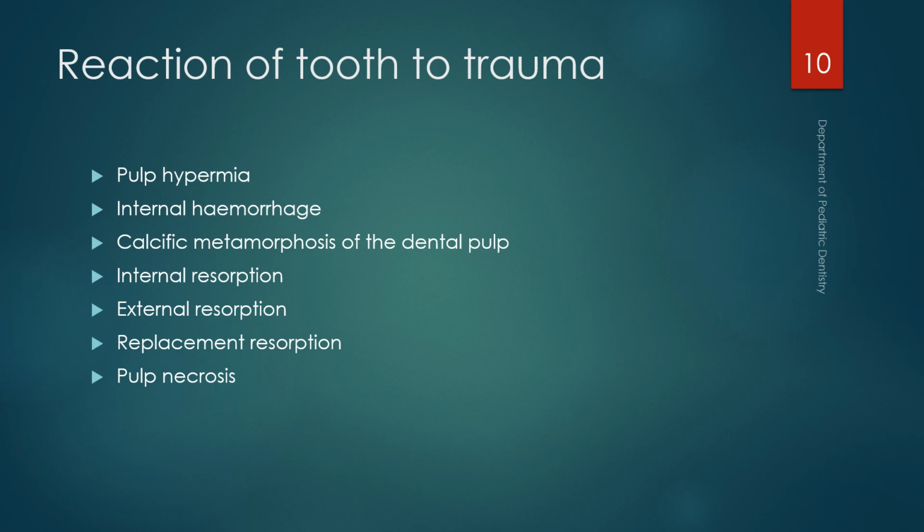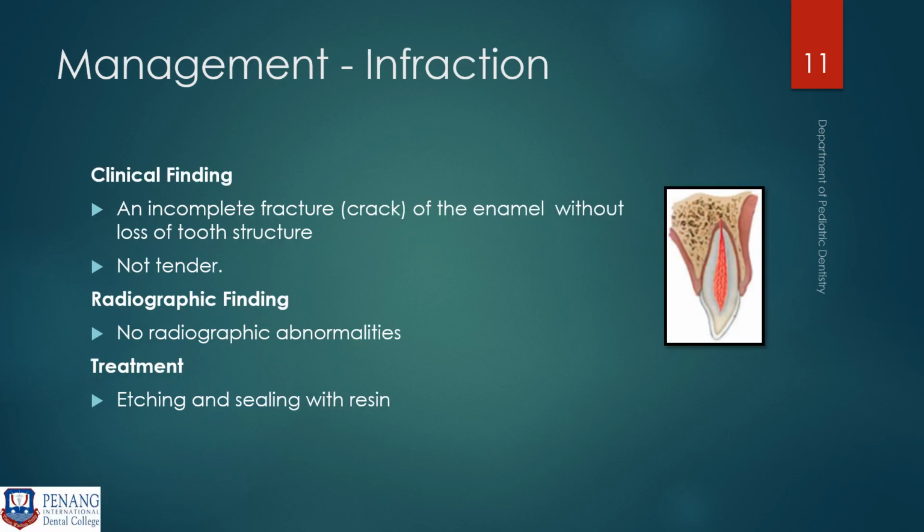Once you realize that these reactions are going on, we need to intercept them to protect the tooth. So let's begin with the first traumatic injury, that is the infraction. What infraction is basically is an incomplete fracture of the enamel. Okay, so enamel is just fractured on its labial surface or palatal surface.